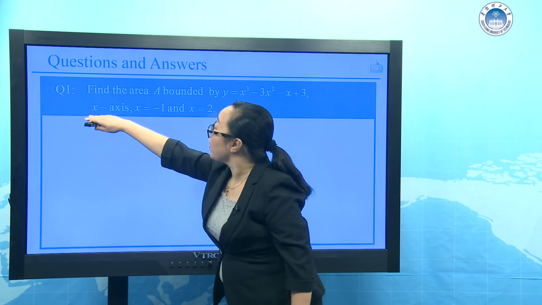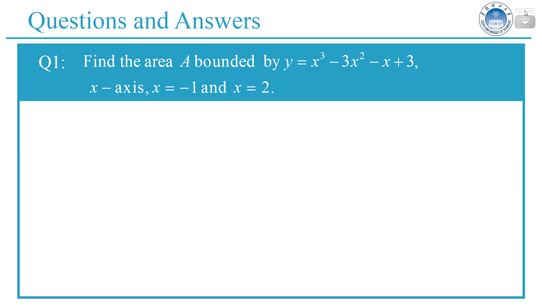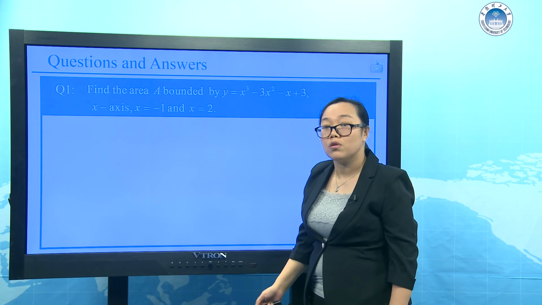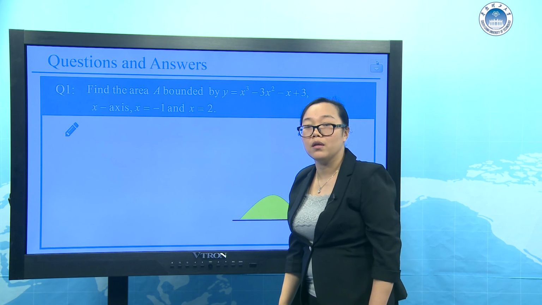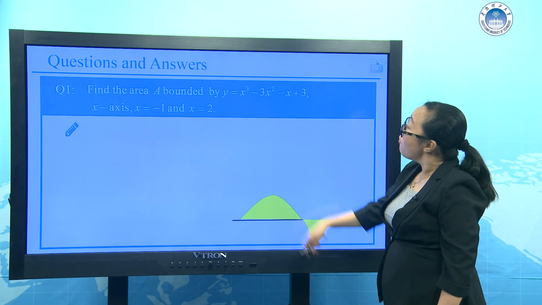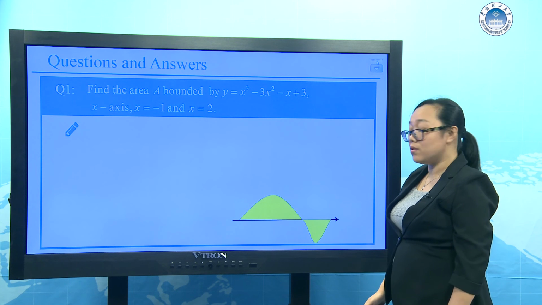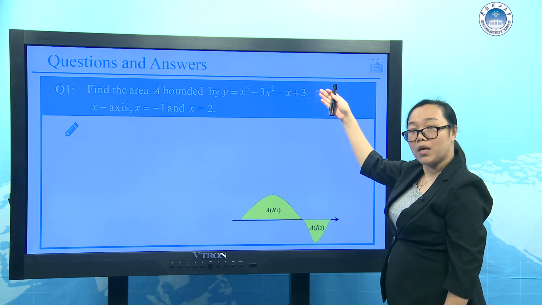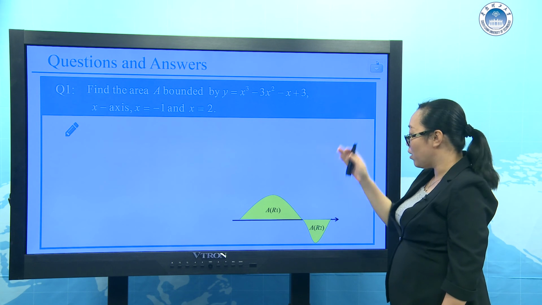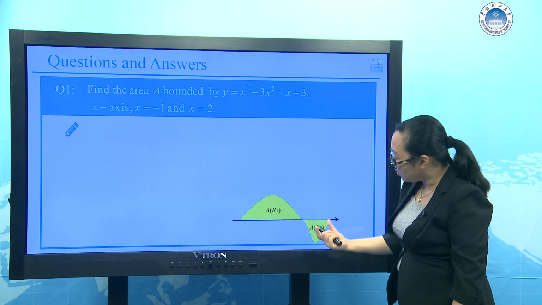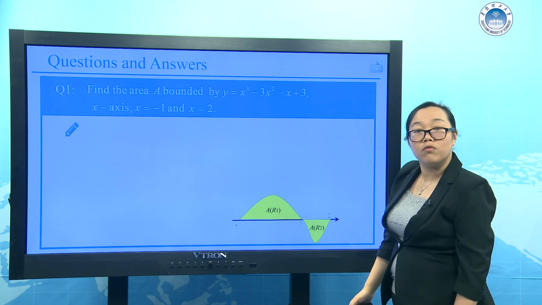Look at question 1. Find the area A bounded by y equals x cubed minus 3x squared minus x plus 3, the x-axis, and the 2 lines x equals minus 1 and x equals 2. It is our special curved trapezoid. So now look at the corresponding figure. Y equals this expression. Sometimes it is a positive number, sometimes a negative number. So there is one part like this, another part like this. Try to find the area.